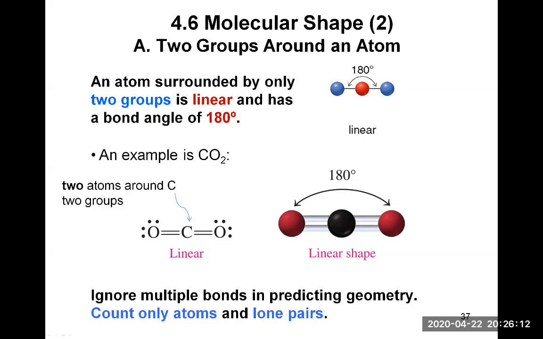So when you have two groups around the central atom, the geometry of the molecule is linear, and the two oxygens are exactly opposite each other on either side of the carbon. And the bond angle is the angle between two consecutive bonds.